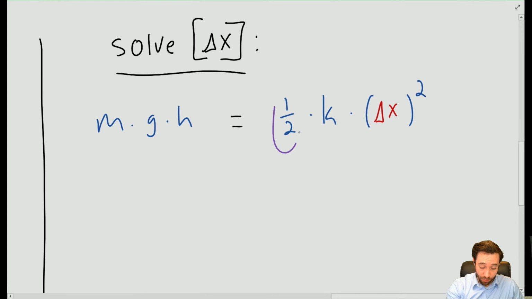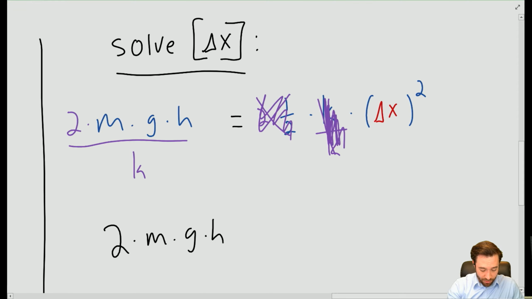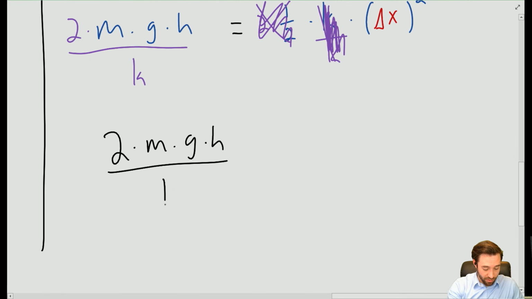Just like before, I need to get rid of this 1/2, so I multiply by 2. Then it cancels out over here. I have now got k times delta x squared. I want to get rid of the k, so I divide by k. Now remember, this is the lowercase k for spring constant, so it cancels out right here. Divide by lowercase k there, and I'm going to clean it up just like before. So 2 times mass times gravity times height all over the spring constant k equals delta x squared.